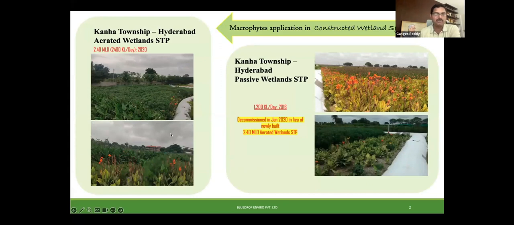And people walk by and they don't understand what it is doing. Some people think it's a nursery. Some people think it's a bushy area. But it is quietly treating the wastewater. And you can see on the left side, this was an earlier version of a sewage treatment plant, which is a passive wetland. And this was converted into an aerated wetland by rebuilding it with some aeration techniques. But in both the systems, you can see different kinds of macrophytes.